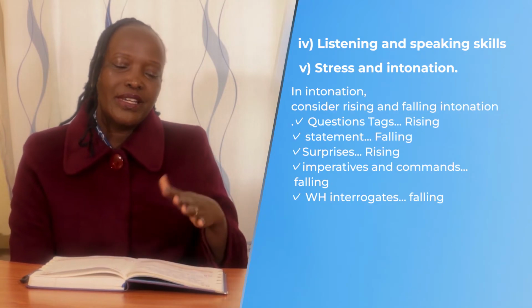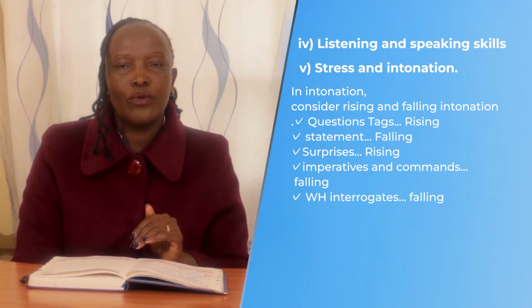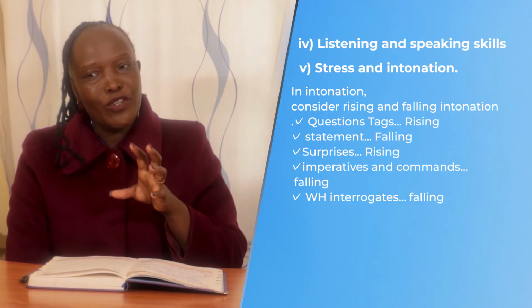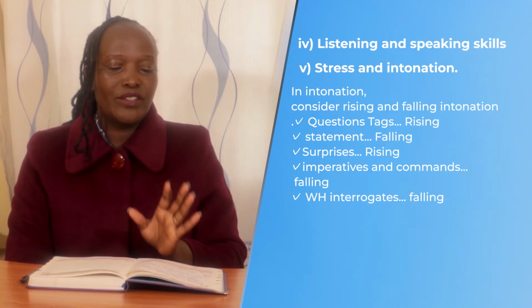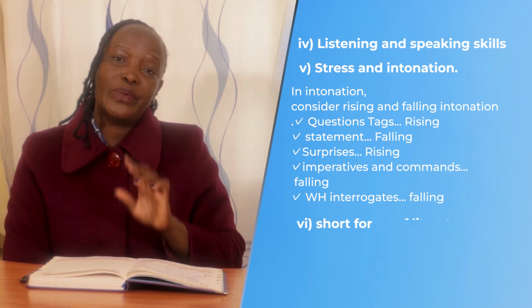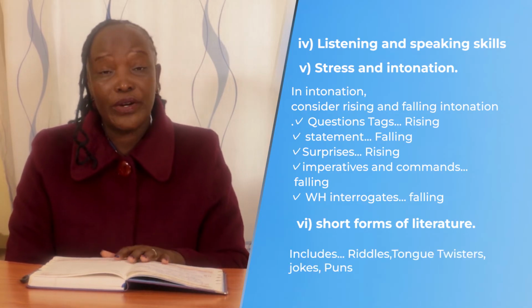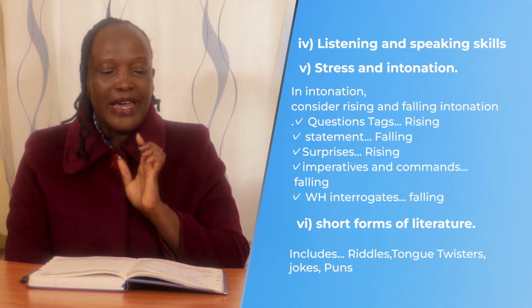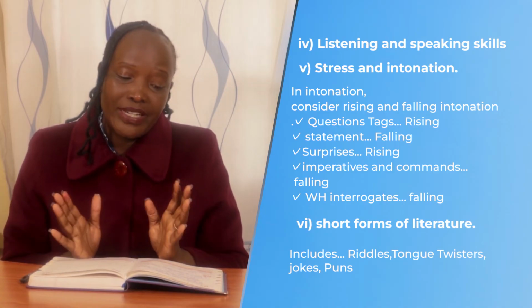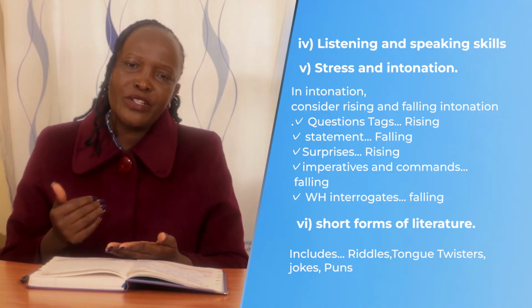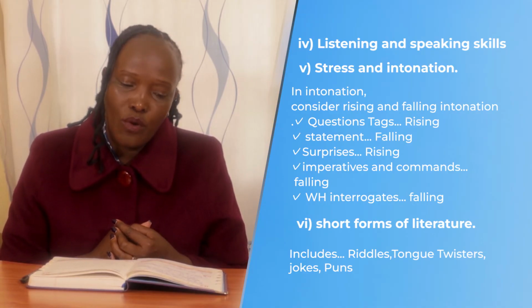And you can be asked how you would stress this word: the first syllable, the second syllable, and so on, the noun and the verb. That information will be tested on paper 1 under oral skills. There are also the short forms of literature that can be tested there. You'll be asked about riddles, tongue twisters, puns, and so on. That is tested under oral skills. So basically what we are saying is that oral skills is broad, it is huge, and therefore if you want to be comfortable with paper 1, you need to make sure that you practice oral skills more.